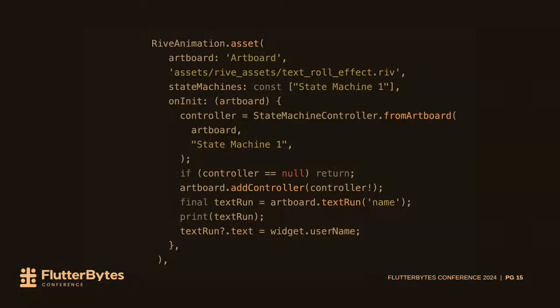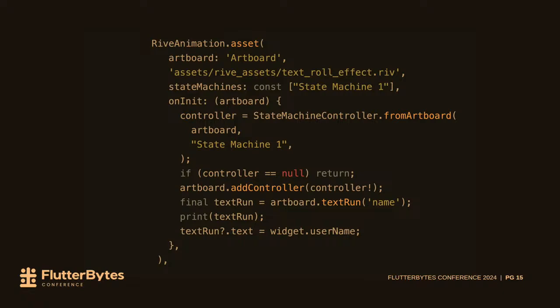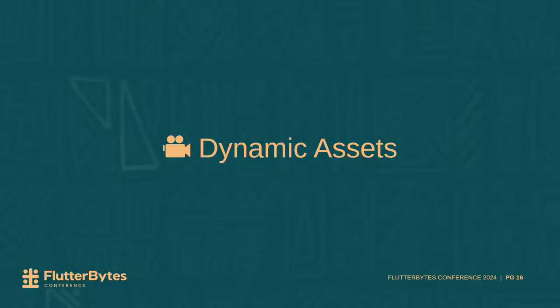Okay, so we get this, right? So let me just go ahead. This is where I passed the name I entered. This is where I passed it into. So text run.text.